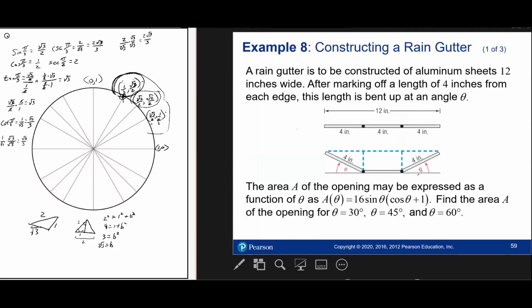You have a rain gutter that's to be constructed of aluminum sheets 12 inches wide. After marking a length of 4 inches from each edge, the length is bent at an angle of theta degrees. The area of the opening may be expressed as a function of theta, where the area of theta is 16 sine theta times cosine theta plus 1.